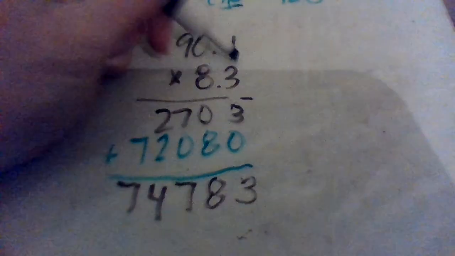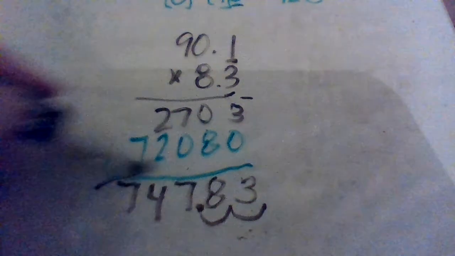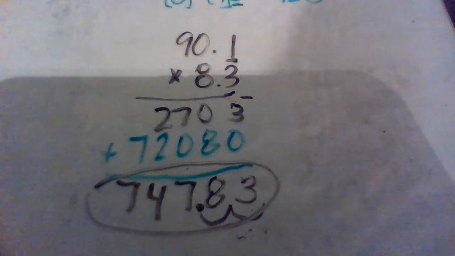Here's where the decimal comes into play. So remember, I look after the decimal point, and there are 2 spaces. So I start behind, and I move it over. So I should have 747 and 83 hundredths.